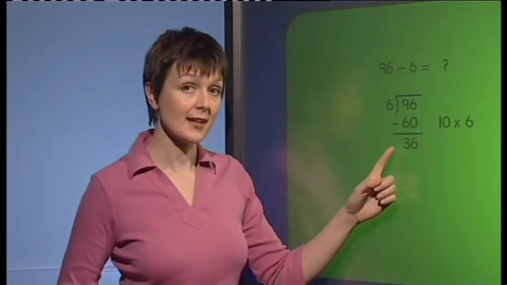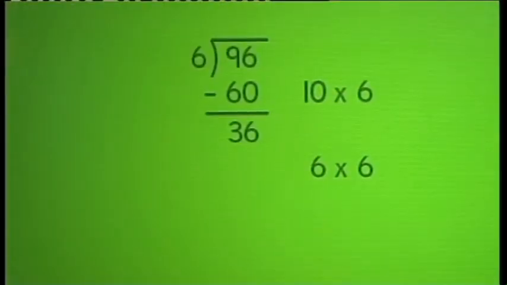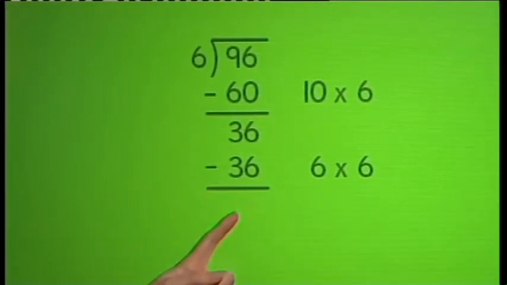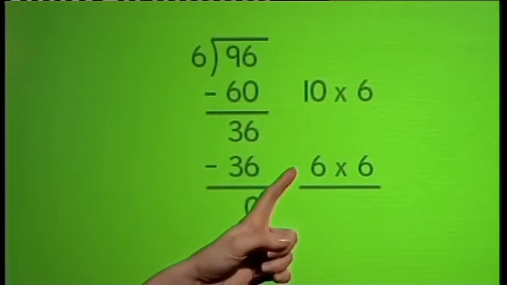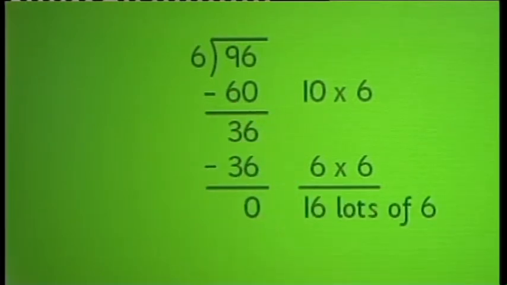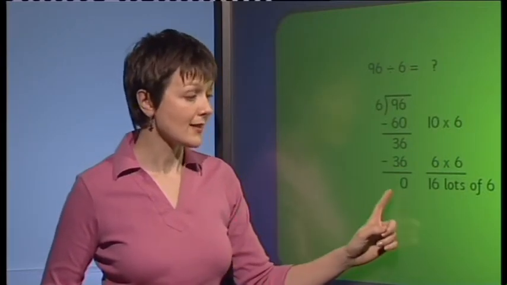But this time we're in luck, because 36 is in the 6 times table. It's 6 times 6. That's 36 exactly. So if we do the subtraction, it's obvious that we'll get 0. This division doesn't have a remainder. But how many lots of 6 did we use? 10 here and 6 here. Add them up and that gives you 16. 16 lots of 6. So the answer to this division is 16 and no remainder.